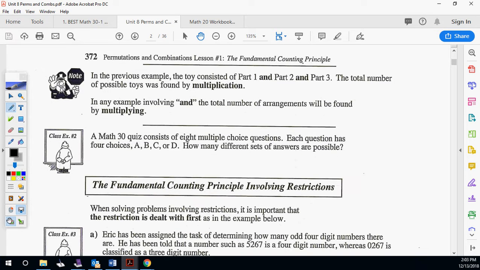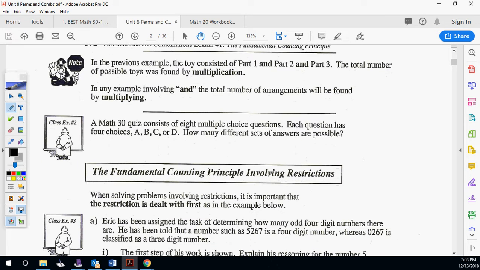Okay, so in the previous example, the toy consisted of part 1, part 2, part 3. The total number of possible toys was found by multiplication. An example involving and, you're going to do multiplication. So and is part 1 and part 2 and part 3 to make the toy, right? So we can multiply those. We're going to talk about when that's not and in a little bit, but think about that for multiplying.